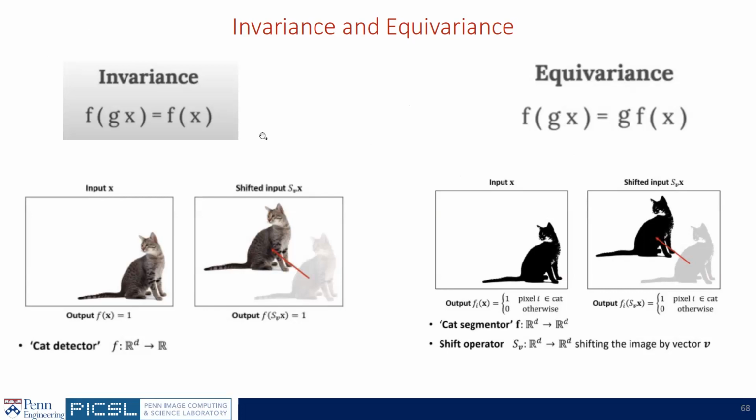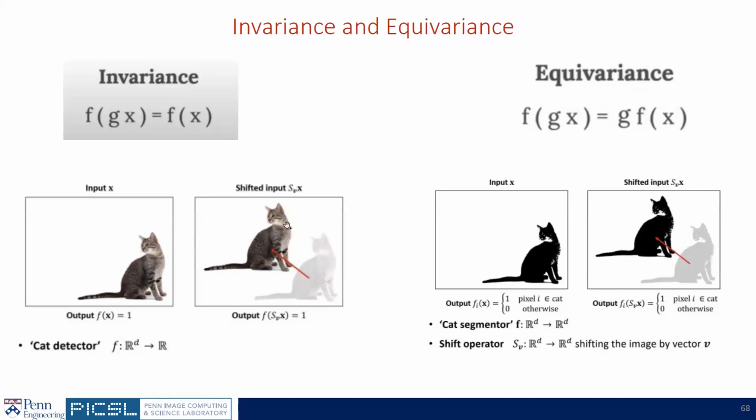What is invariance? You have a function f of g of x, and you want to make sure that it is equal to f of x. What does that mean? Suppose you have this input cat, x, and you want to detect this cat. You want to label it as 1 if it is a cat, otherwise 0, and your neural network here is represented by f. So f of x will be 1 if it's a cat, otherwise 0.